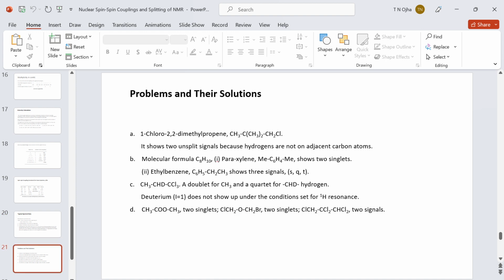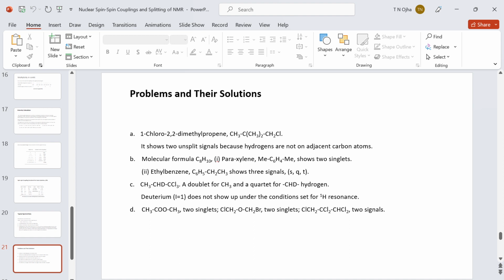Some simple problems and their solutions are shown. 1-chloro-2,2-dimethoxypropane: you can see an unsplit signal because hydrogens are not on adjacent carbon atoms. Two signals, one for the CH3, one for CH2. You see carefully the structure: the three methyls are equivalent.